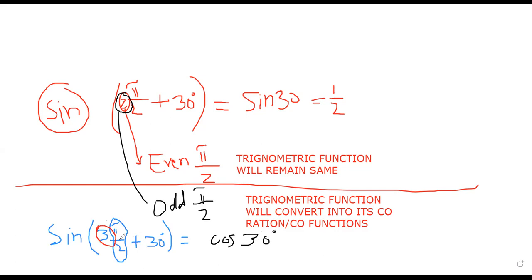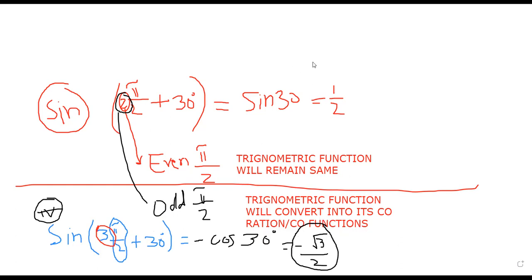And because this is in the fourth quadrant, 3 pi over 2 is equal to 270. 270 plus 30 is equal to 300, and 300 is in the fourth quadrant. In the fourth quadrant, sine theta is negative. So this will be equal to minus cos of 30, which is minus square root 3 over 2, because cos 30 is equal to square root 3 over 2. So this is the final answer of this question.